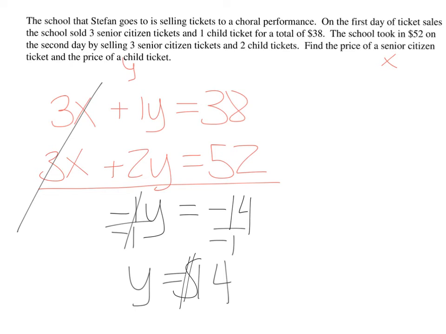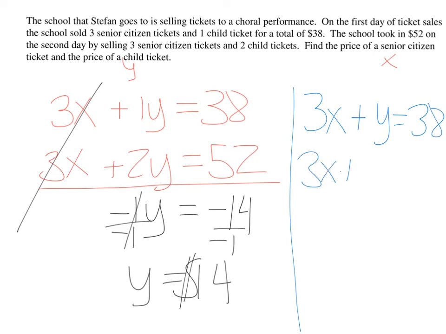To figure out what the x is then, we're just going to take y and plug it in. So I'm taking 14, I'm going to plug it into either one of my equations. So I'm going to use the first one. So 3x plus 1y or plus y equals 38. Plugging 14 in for y. So I subtract the 14 from both sides.